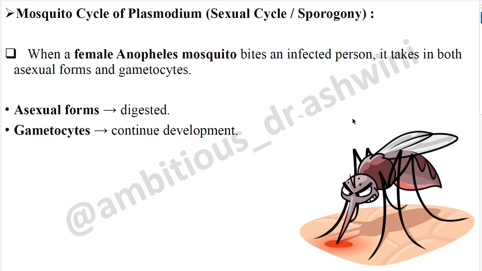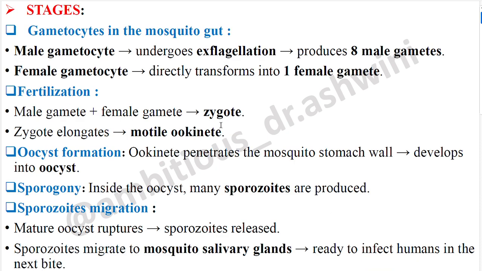Now we will see the mosquito cycle of Plasmodium, that is the sexual cycle or sporogony. When a female Anopheles mosquito bites an infected person, it takes in both asexual forms and gametocytes. The asexual forms are digested and the gametocytes continue development. Now we will see the stages.